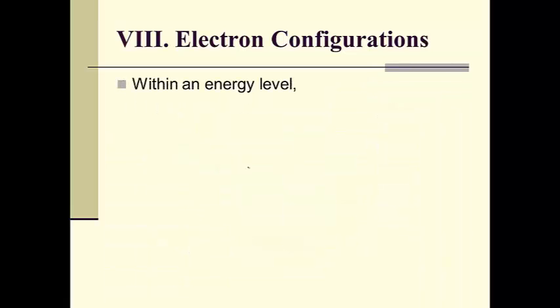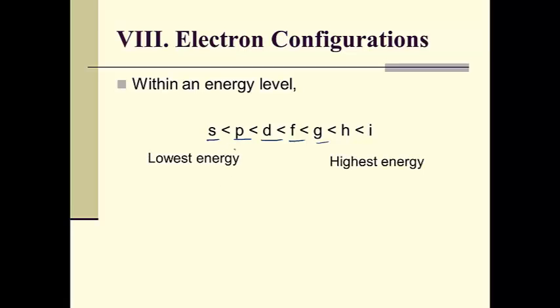Okay, now, within an energy level, think of this as like the floors in a high-rise building. Each floor can actually have more than one level. So think of it like having stairs, but they're still on the same floor. So s's will always be lower in energy than p's, which will be lower than d's, and f's, and g's, etc. So these will be the lowest, these will be the highest. And remember, these are still all on the same energy level.